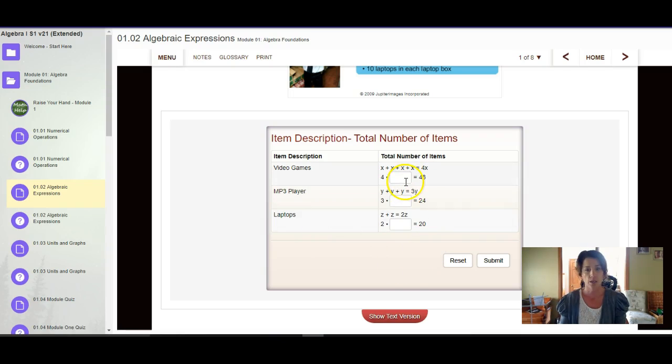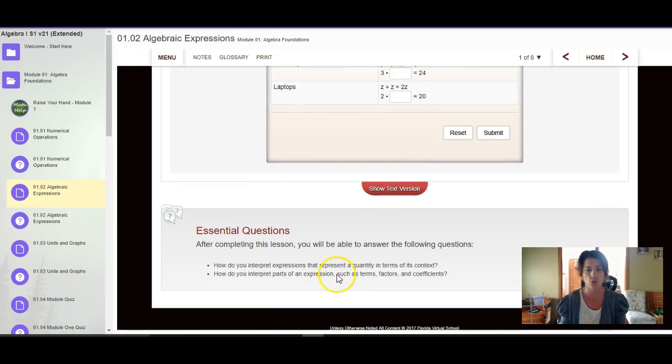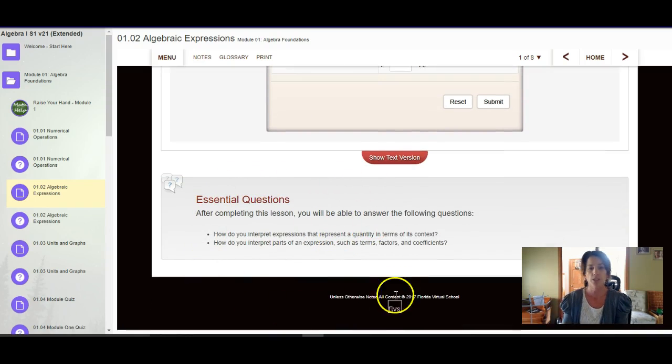Here again, you can play around with it, in terms of writing in the box, trying to figure out what would work here for this situation. When I talk about the essential questions that you want to be able to answer, this is a really good thing to have in your summary at the end of your lesson.